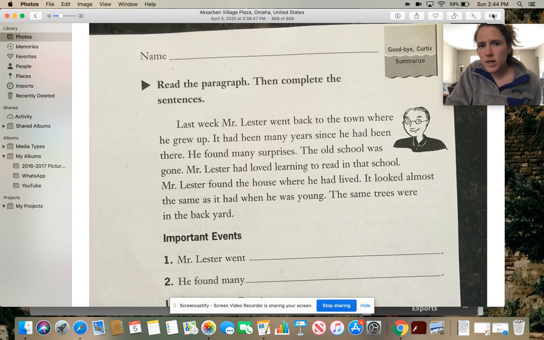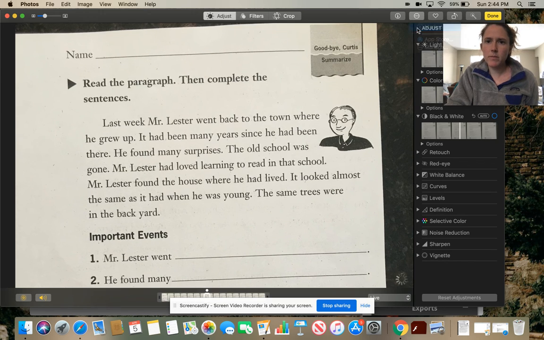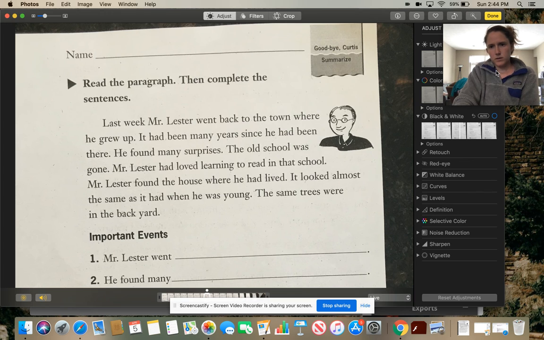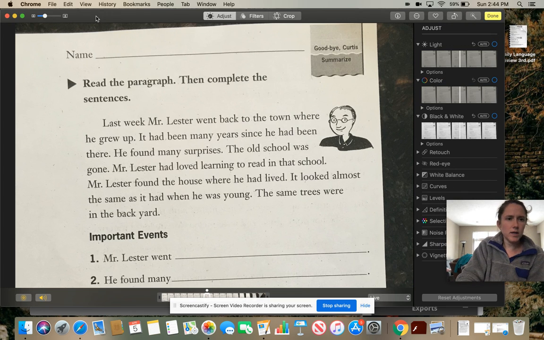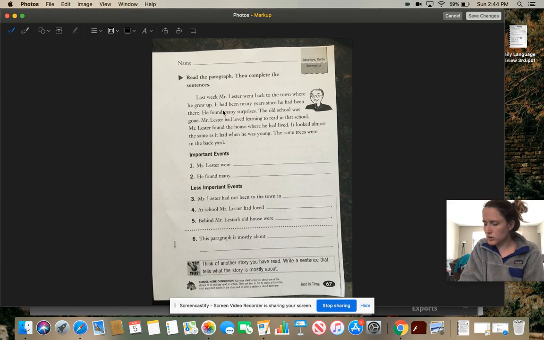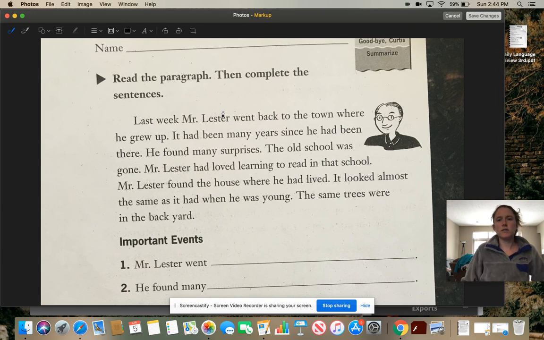So let me get into editing mode so that I can mark up the paper so that you guys can follow along with me. So here we go. See if I can. Perfect. Okay. So let's go ahead and do page 67 together first. And it says to read the directions and then complete the sentences.